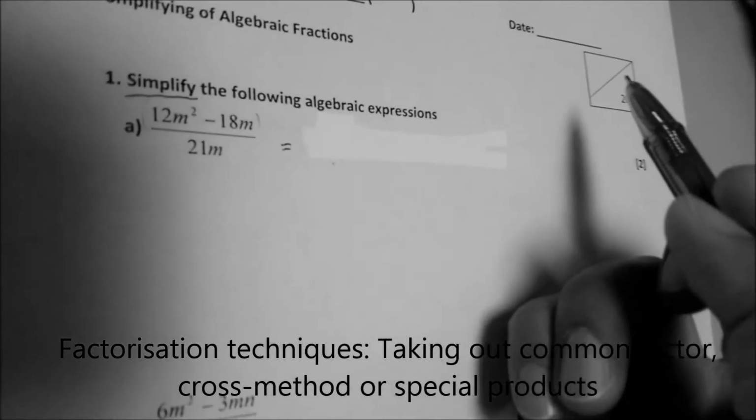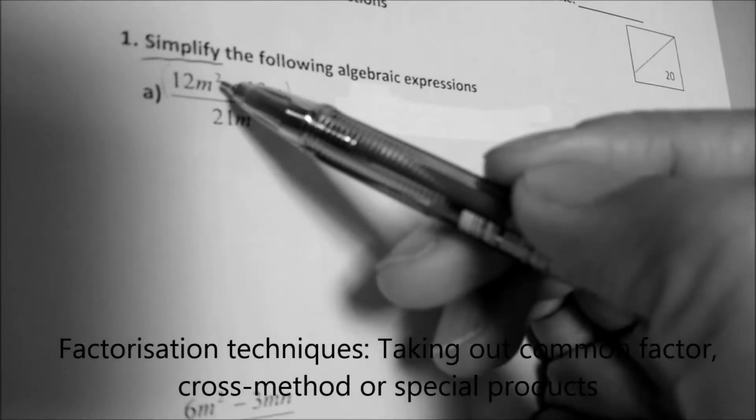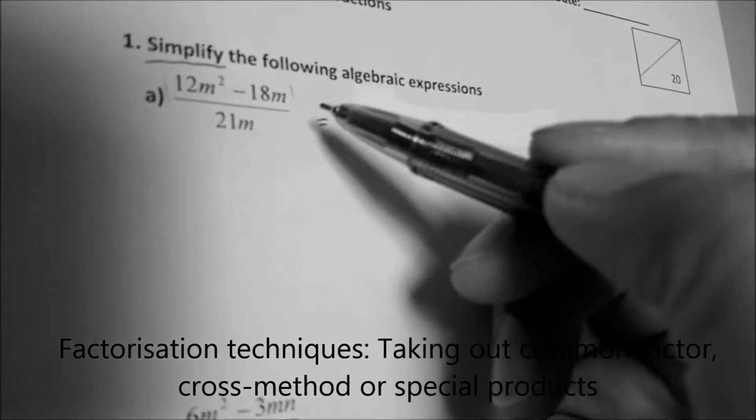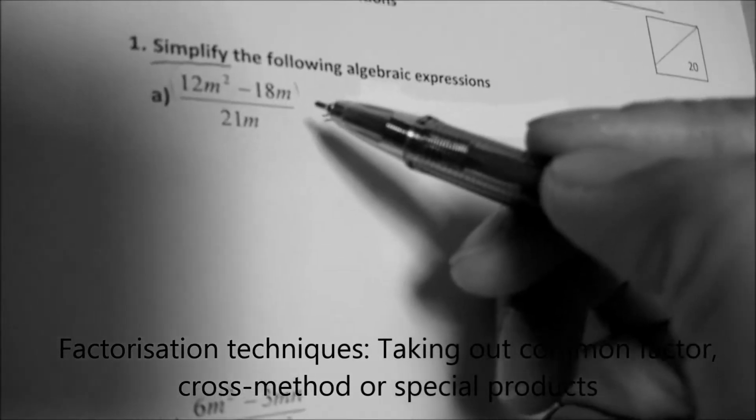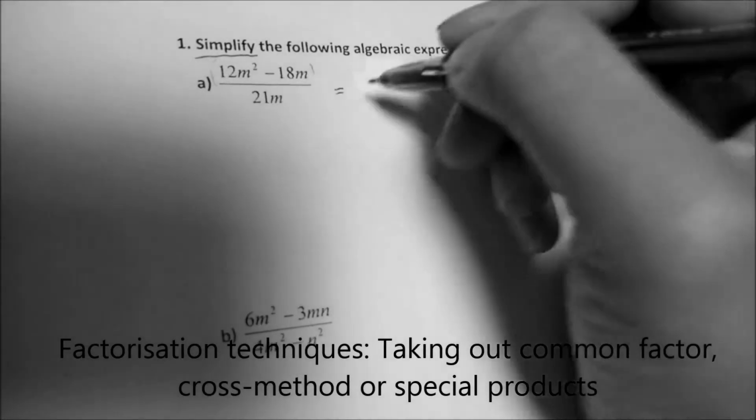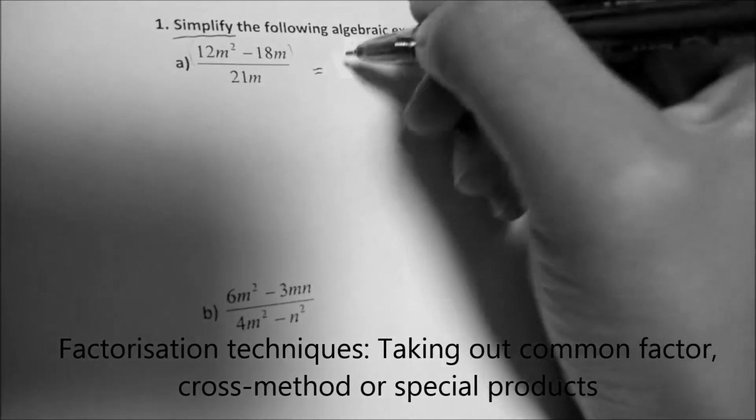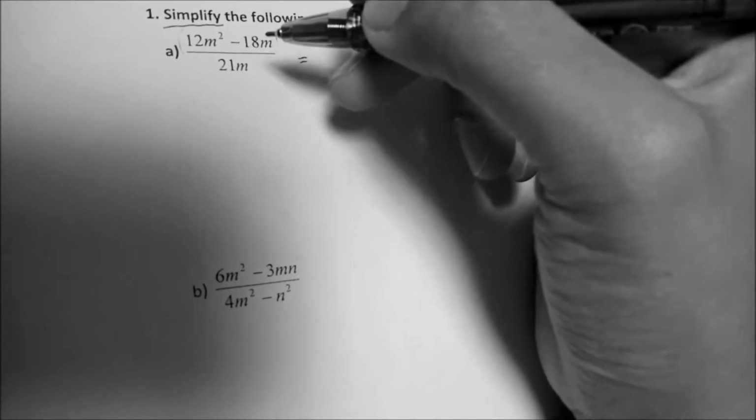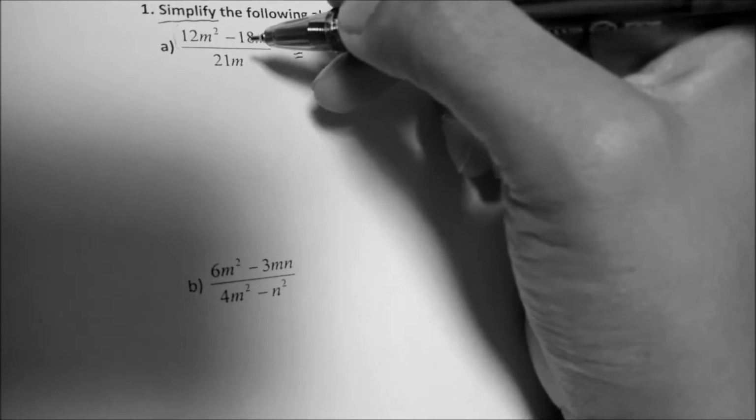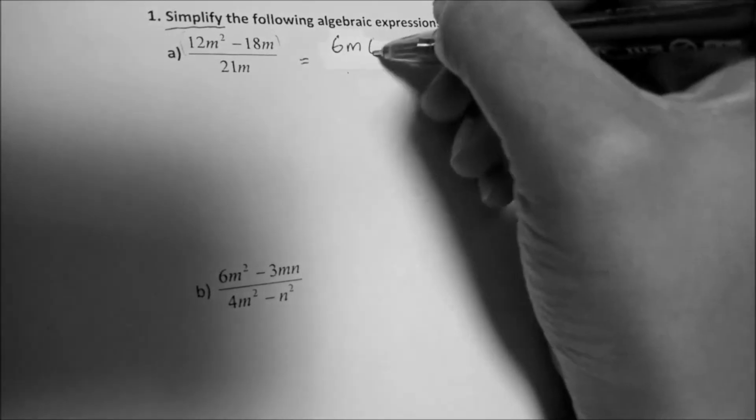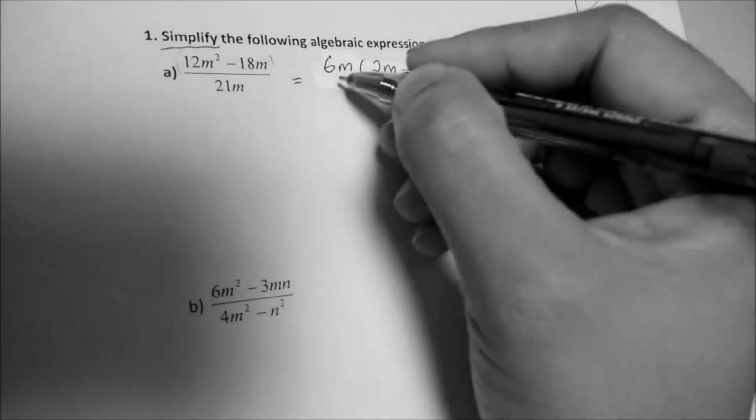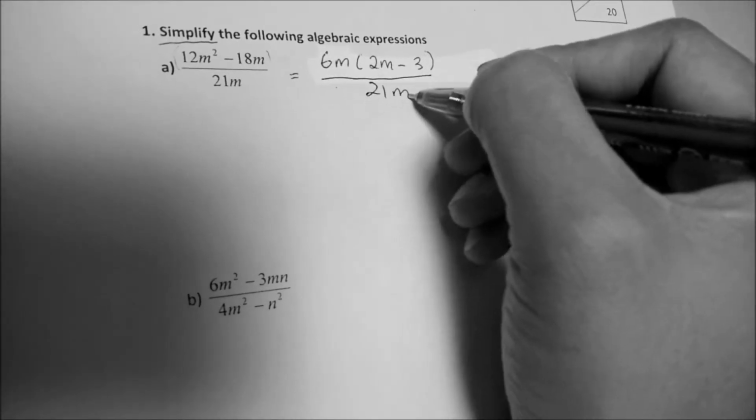Alright, the first question is about simplifying. So we know that we cannot cancel the m square here with the m because this is one term. The numerator is one term. So what I need to do is to actually factorize them, separate into two different brackets. To factorize, you can take out the common factor or use cross method or special products. In this case, we're going to take out the common factor, which is 6m, leaving behind 2m minus 3. M is already taken out, so left with that over 21m.